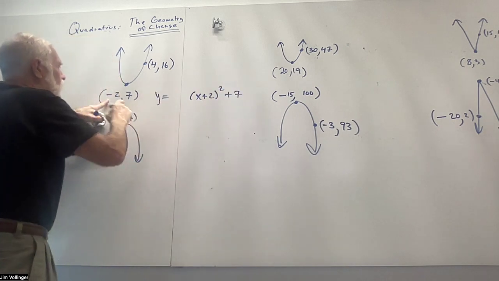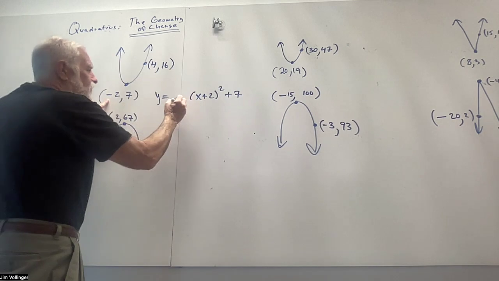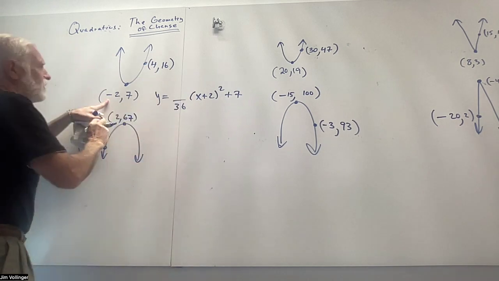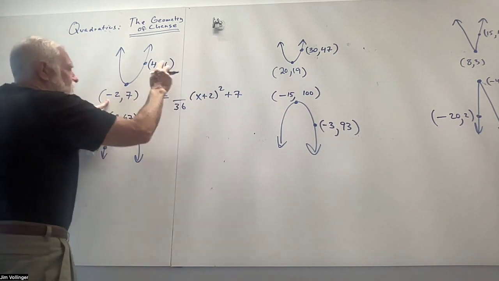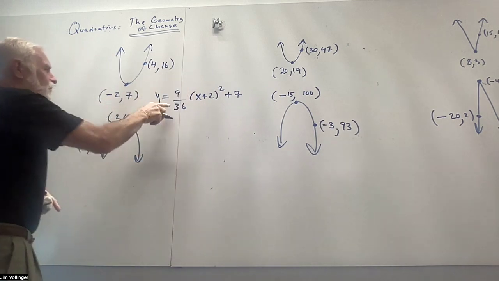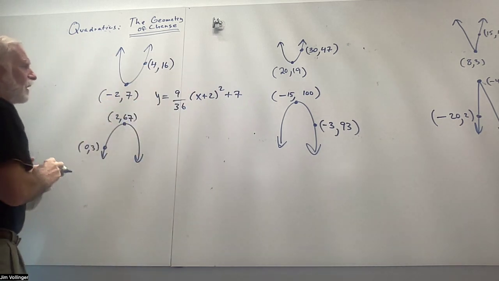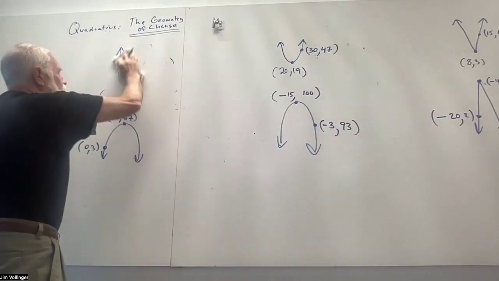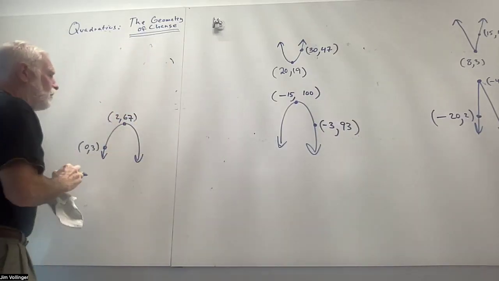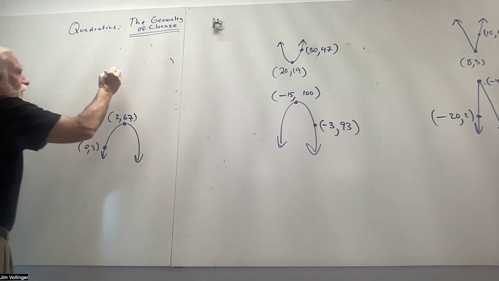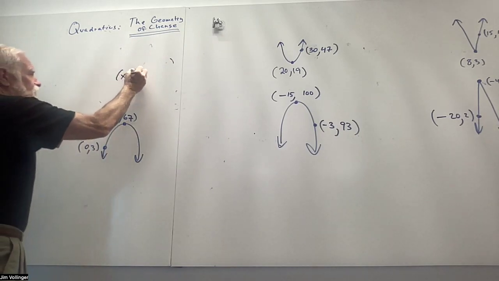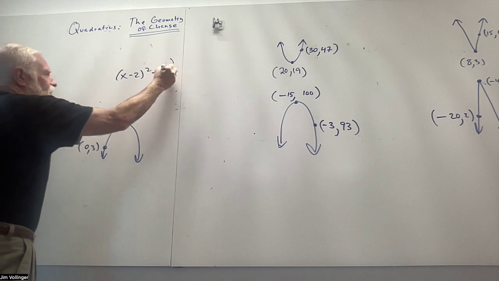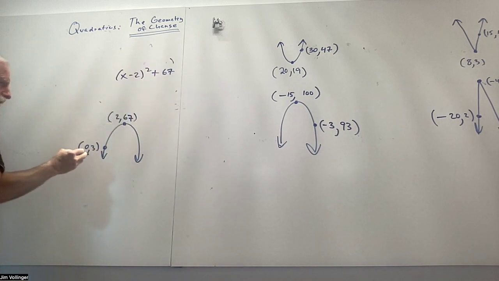From -2 to 4, square change of 36. I don't want 36 units of square change, 7 to 16. 9, I'm not going to reduce fractions here. So that's that one. Oh, I should have gotten you the roots there. And maybe I won't do roots. So I've got x minus 2 squared and 67 to identify the vertex.